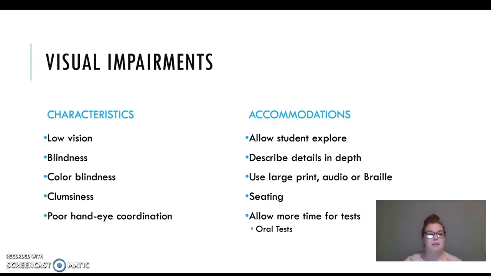Visual impairments. Some characteristics of a student with a visual impairment include low vision, blindness, color blindness, clumsiness, and poor hand-eye coordination. Some accommodations would be allowing students to explore. I would allow the student to explore the whole school and our classroom. In the whole school, I would have them become familiar with where the restrooms are, where the library is, where certain offices are, so kind of just the important things.